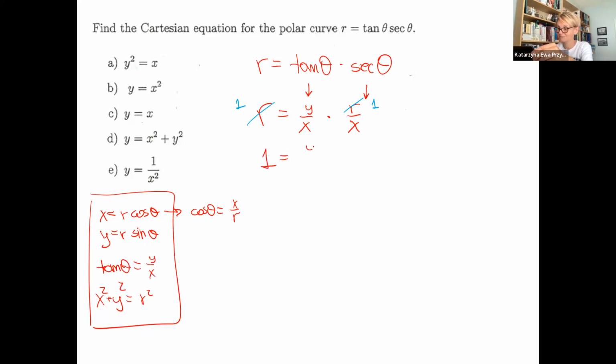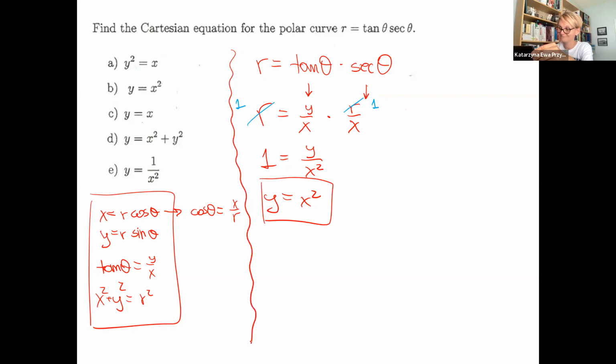1 equals y over x squared. Y is x squared, which is basically the parabola. Yes, am I right? Yes, it's not 1 over x. Oh, we have to be careful. Yes, it's y equals x squared, not 1 over. Yeah, it's just the parabola. How funny, equations: tangent theta, secant theta. Okay, that's it. Please make sure that you know this.